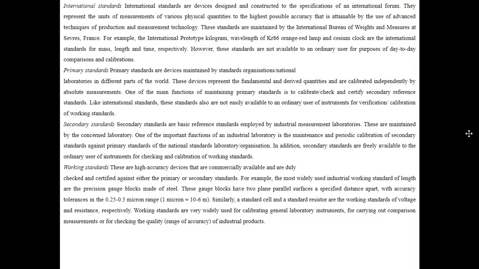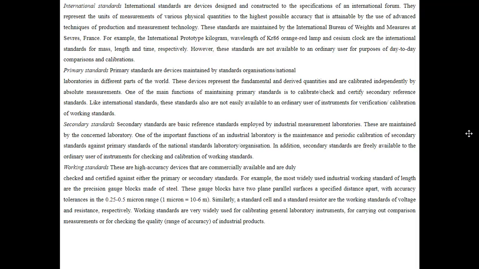Next is primary standards. Primary standards are devices maintained by standards organizations, national laboratories in different parts of the world. These devices represent the fundamental and derived quantities and are calibrated independently by absolute measurements. One of the main functions of maintaining primary standards is to calibrate or check and certify secondary reference standards like international standards. These standards also are not easily available to an ordinary user of instruments for verification or calibration of working standards.